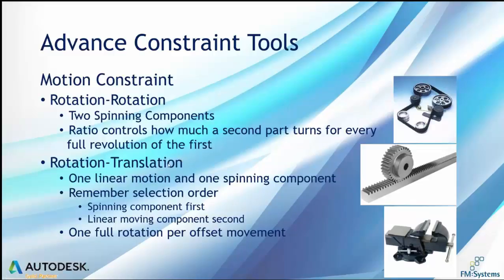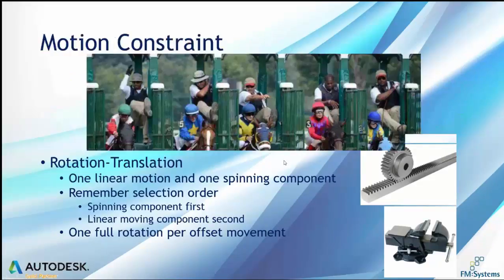Then the second option over here is rotation translation, which also once again affects, in this case, the distance that a component should travel in one rotation of the circular object. Okay, but one of the objects will move in a linear direction, while the other one will rotate around its axis. Okay. Now, once again, selection order would be important, same with both of them. The spinning component will be selected first, the rotational one, whereas the second object, which will be linear travel, would be selected second. One rotation per offset movement. So let's quickly take a look and see how this works.